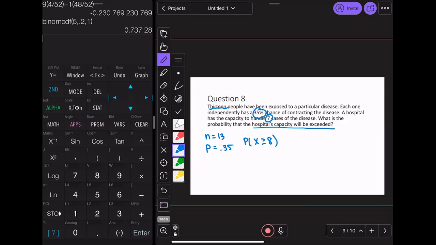So this one's a little bit tricky because of the word exceeded. Exceeded means to go beyond. Well, the numbers that are beyond 7 would be 8, 9, 10, etc., all the way up to 13. So this one, we are going to use CDF, but we do have to subtract it from 1 since it's a greater than or equal to symbol. So it's going to be 1 minus the leftover. And the inequality indicates to us that we're going to be using CDF. So that's going to be 1 minus binom CDF, and then N, P, K. So N is 13, P is 0.35, and then K is going to be 7 in this case.